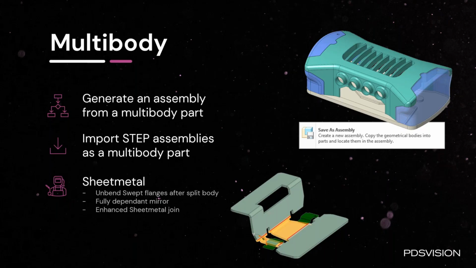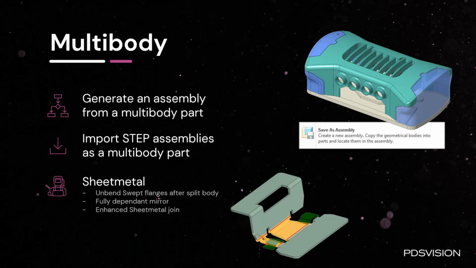We can now import STEP assemblies directly into a multi-body part. So rather than bringing in a STEP assembly as an assembly, we can convert those parts into bodies and have them brought in as a single part. This is really good if you're maybe working with supplier data, or you just want to consolidate a more complex assembly and have less data to manage in the business.